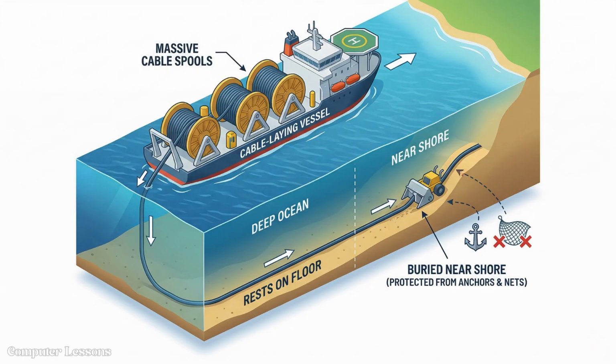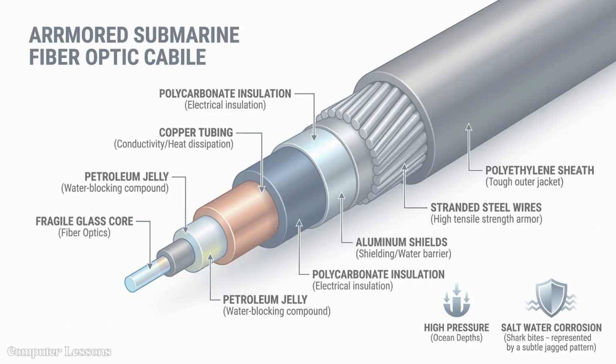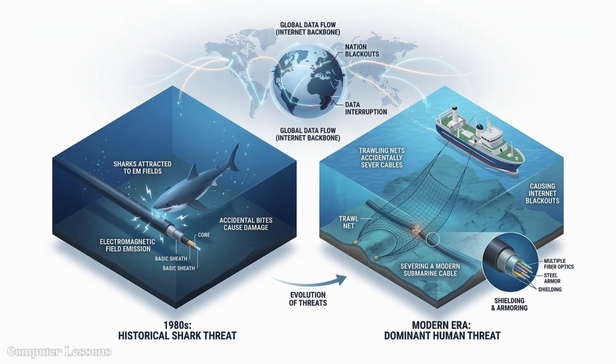These cables are not just glass, they are armored beasts. The fragile glass core is protected by layers of petroleum jelly, copper tubing, polycarbonate insulation, aluminum shields, stranded steel wires, and polyethylene. This armor protects the data from high pressure, saltwater corrosion, and even shark bites. Yes, in the 1980s, sharks were attracted to the electromagnetic fields emitted by early undersea cables and would bite them.